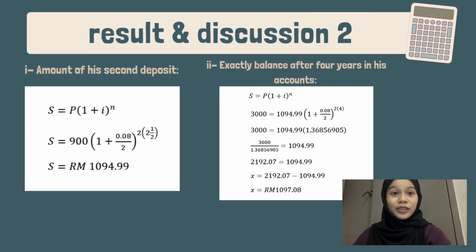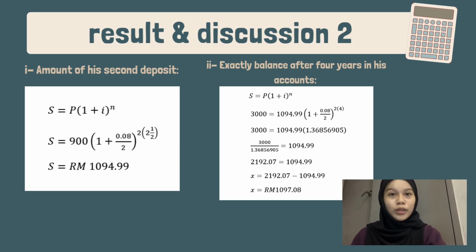So here is the result and discussion for the second problem statement. First, we need to find the amount in his account before the second deposit. We have the formula S equal to P(1 + i)^n. S equal to 900 (1 + 0.08/2)^(2 × 2.5). After we total up, we got S equal to 1,094 ringgit 99 cents. For the next step, we need to find the exact balance after 4 years in his account. We use the same formula, S equal to P(1 + i)^n. 3,000 equal to 1,094.99 (1 + 0.08/2)^(2 × 4).